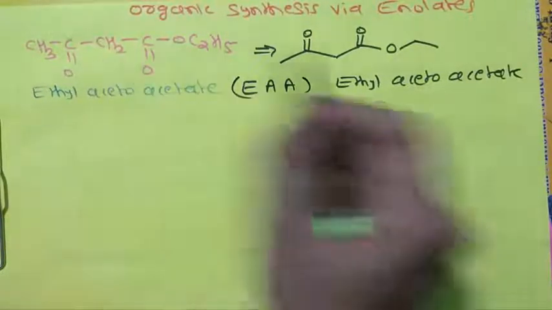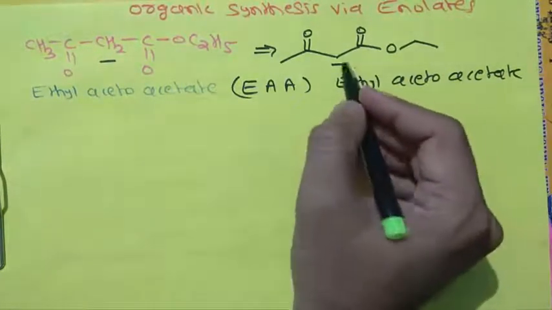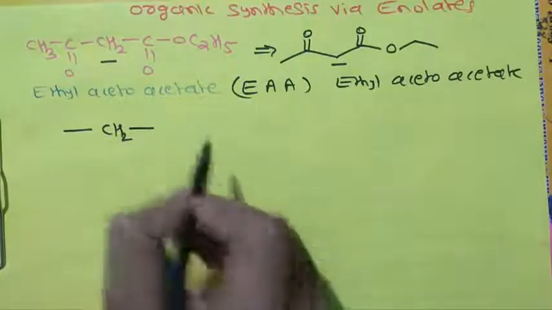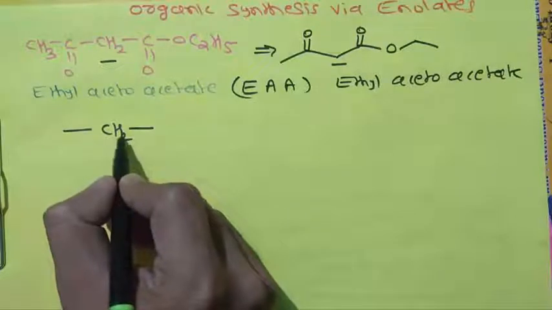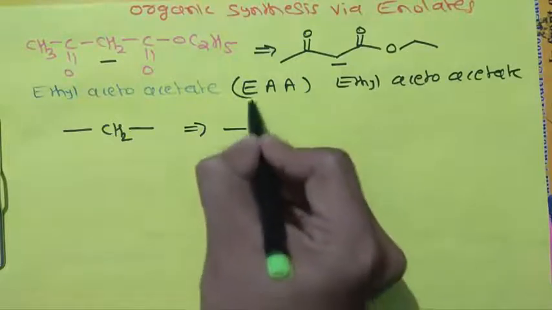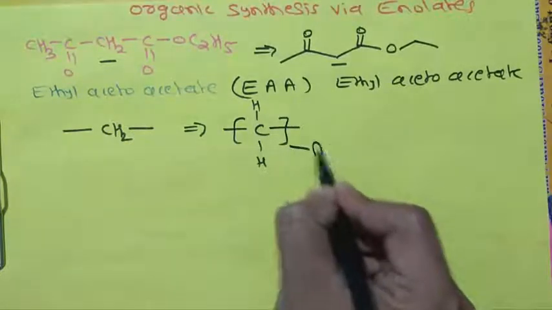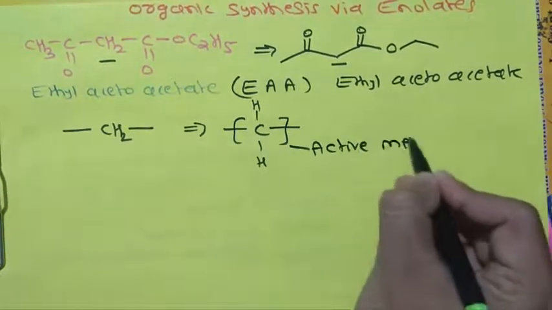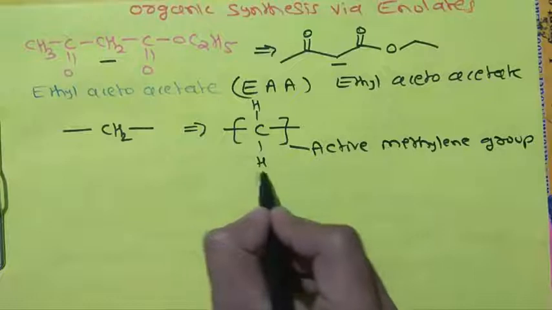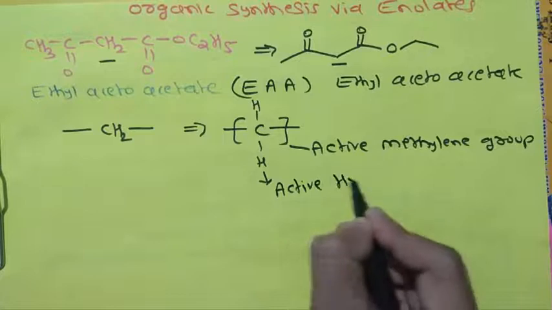This structure can also be written like this. This is a CH2 group. See here, this CH2 group can be written like this, CH2. And in this CH2 group, this hydrogen atom can also be written like this, CH. It is called an active methylene group, and this hydrogen is called an active hydrogen atom.